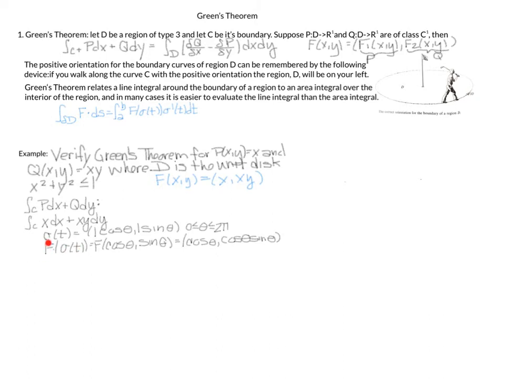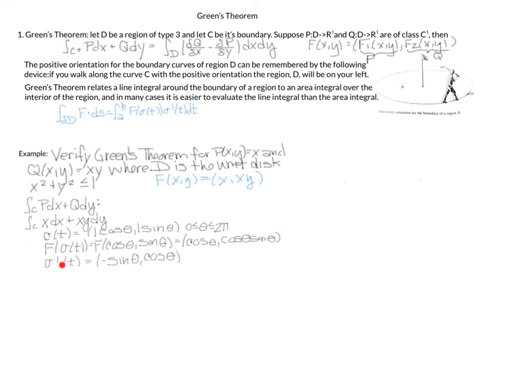Next, we compose our F of sigma of t. So we plug in, we have our cosine theta, sine theta, and then we need to find our function F, which is equal to x, which is cosine theta, and x times y, which is cosine theta sine theta.